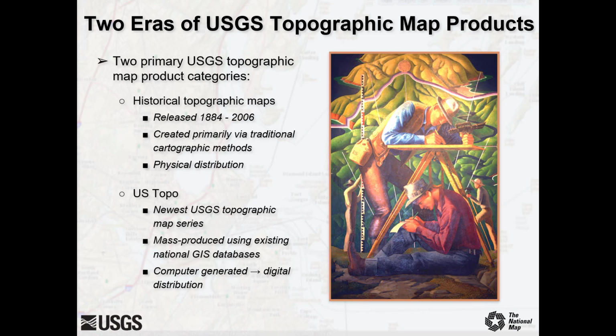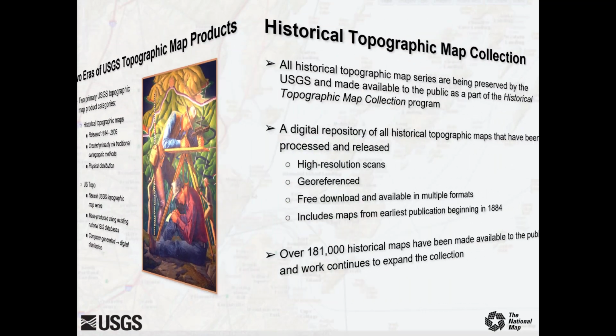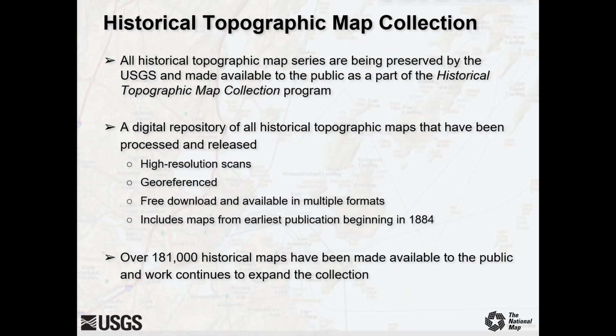First, we will focus on the historical topographic maps. The USGS has overseen an effort to preserve the maps and make them available for online download. This is known as the Historical Topographic Map Collection, or HTMC. HTMC is the group of all USGS topographic maps created before US Topo. The goal has been to include every historical USGS topographic map since the first series, which began publishing in 1884, and over 181,000 have been scanned so far.